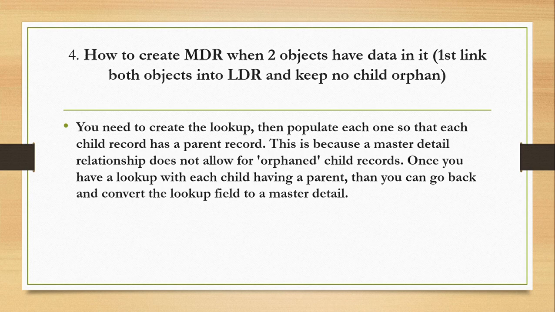How do you create a master detail relationship when two objects already have data in them? First, you need to create the lookup relationship, then populate each record so that each child record has a parent. After doing this activity, you can convert the lookup relationship into the master detail relationship. Okay, master detail does not allow orphan child records.